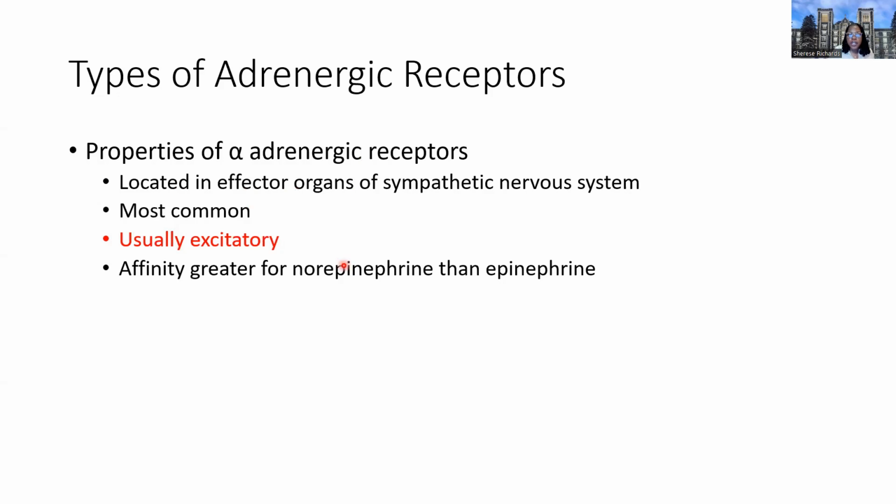So for the alpha 1 adrenergic receptors specifically, these are the most abundant, they're the most common, and they're located on the different types of target tissues. These are usually seen on blood vessels, the smooth muscle that's located on our blood vessels. These are usually excitatory, all right? And they usually have a greater affinity for norepinephrine versus epinephrine. So that is just distinguishing our alpha adrenergic receptors.